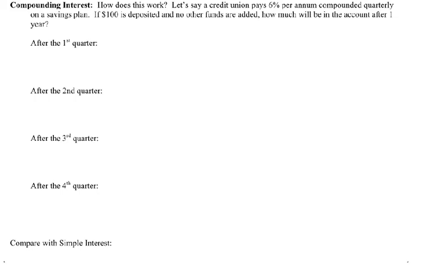So let's use this example, and we'll actually work through the math one time all the way through, and then hopefully develop the formula, and you can understand where the formula comes from. So how does it work? Let's say you have a credit union that's paying 6% interest per annum, compounded quarterly on some sort of savings plan, and we are depositing $100 and no additional funds, just the $100, and we're interested in how much would be in the account after 1 year.